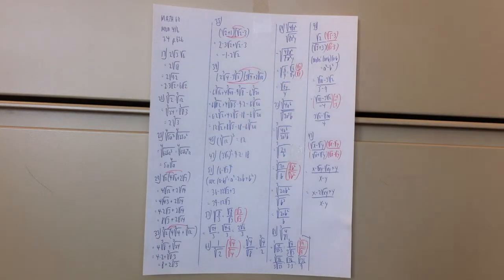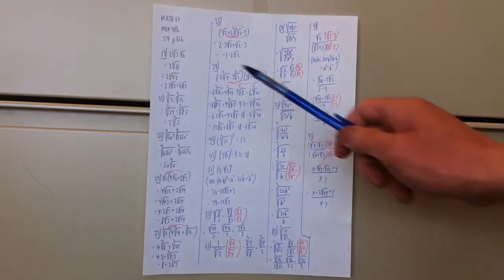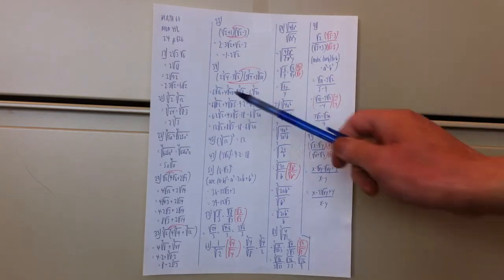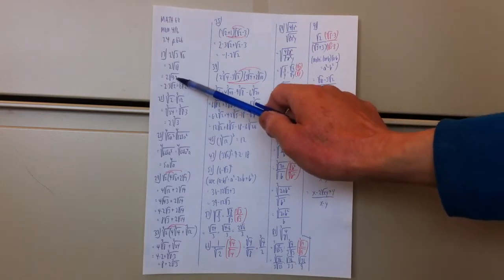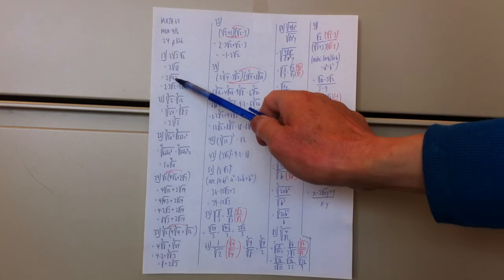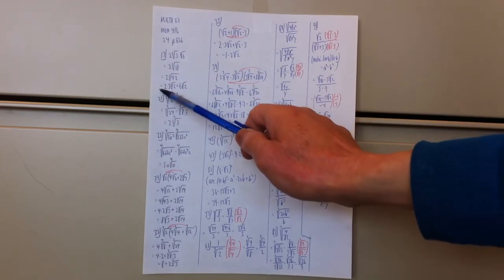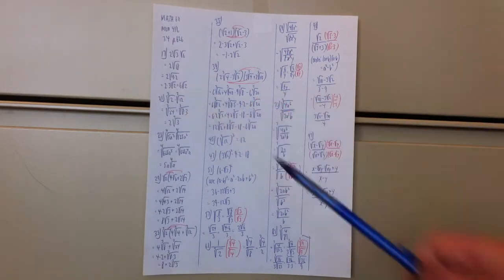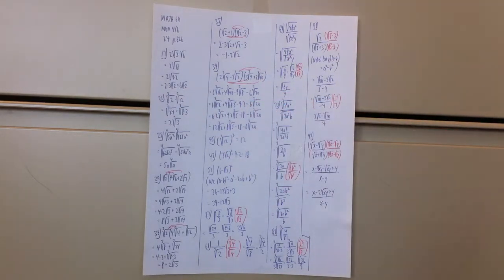So 2 radical 18. We're not done, however, because 18 contains a perfect square. 18 can be written as 9 times 2. And the reason why I want 9 times 2 and not, let's say, 6 times 3 is because 9 is a perfect square. So the next step, the square root of 9 will come outside and become 3. So I have 2 times 3, radical 2. 2 times 3 is 6, so 6 radical 2 is my answer.